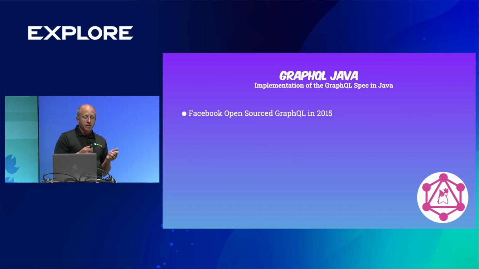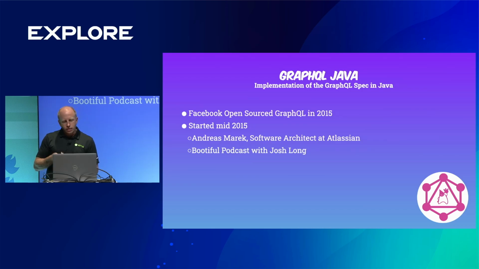GraphQL Java is the implementation of the GraphQL spec. We talked about that spec. There are a couple different Java libraries out there that implement it. This one's probably the longest standing one. So we talked about Facebook open sourcing this back in 2015. This started in mid-2015, and it was started by Andy Mark, who is a software architect at Atlassian.